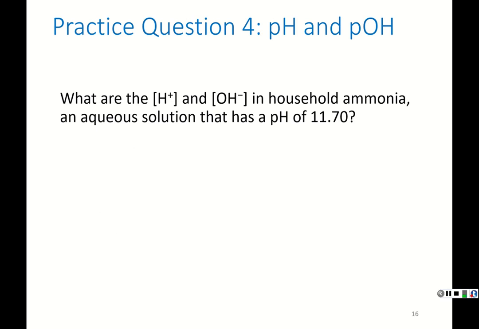Okay, so let's try a practice question using this principle. What are the H plus and OH minus concentrations in household ammonia, an aqueous solution that has a pH of 11.7? So we're given a pH. pH is 11.7. So we can use that equation.